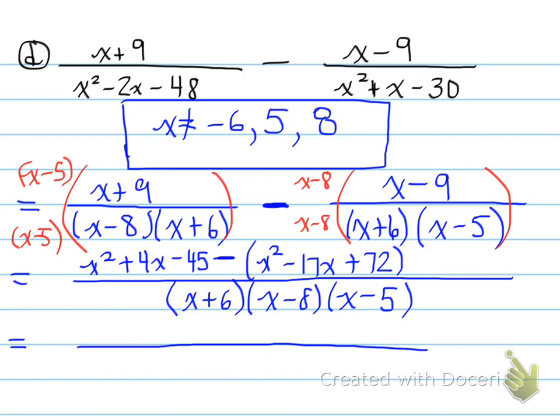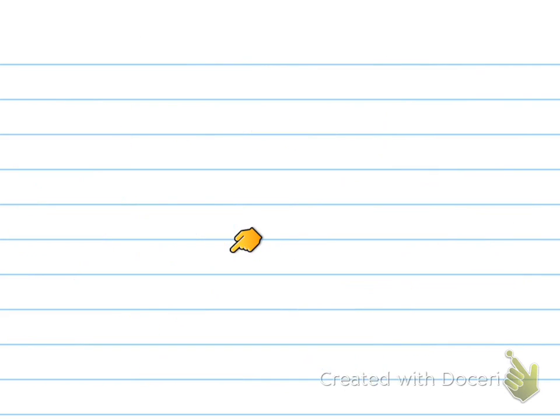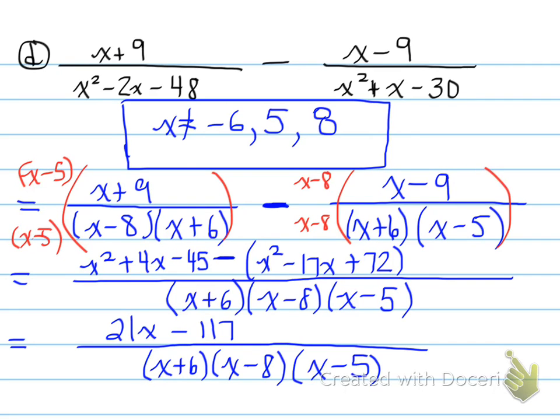All right, now expand it and collect like terms. The bottom, we leave it alone. We leave it in factored form. And on the top, we simplify it. So we have x squared minus x squared is gone. 4x plus 17x, which is 21x. And negative 45 minus 72 is negative 117. So this is the final answer to this question.